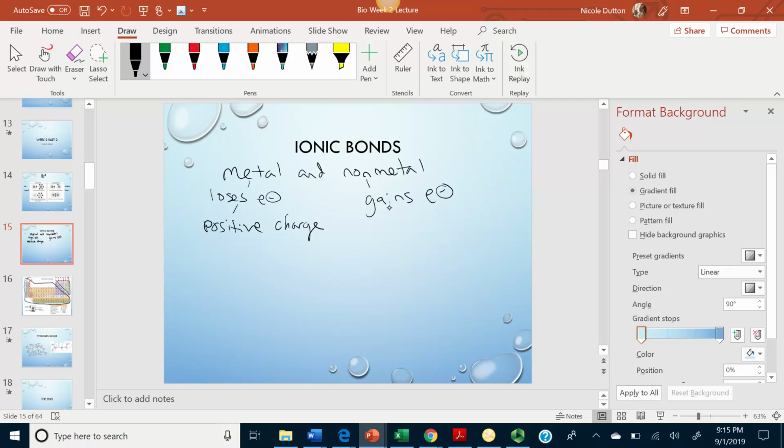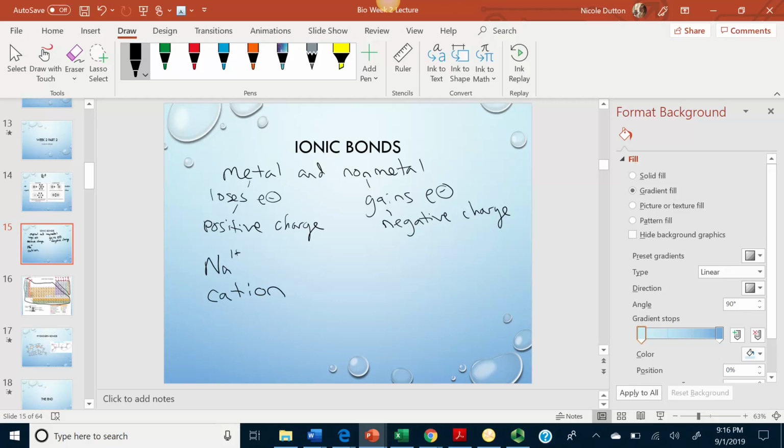And when you gain electrons, you're gaining negativity. You're becoming more negative, so you gain a negative charge. So if we had sodium to start, sodium would become +1 or 1+. Because it has a positive charge, this is known as a cation.